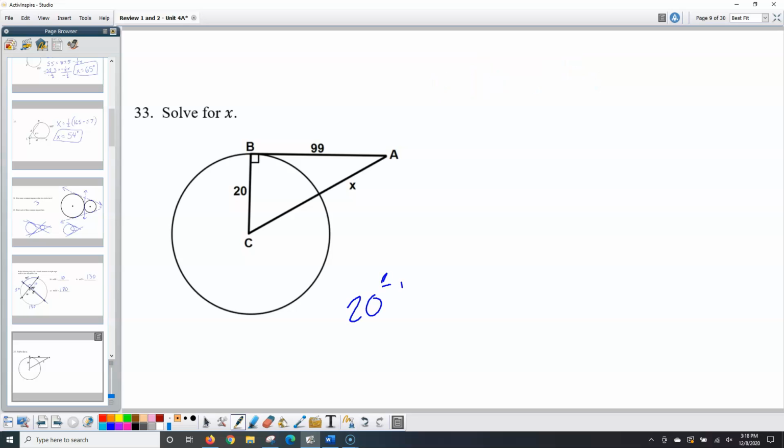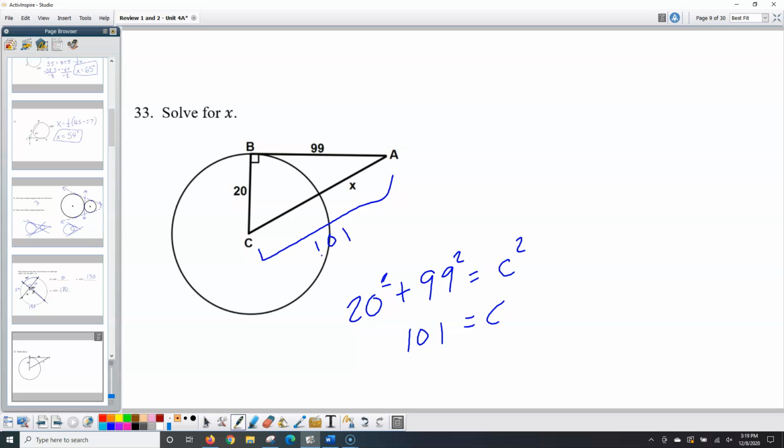a squared plus b squared equals c squared. I'm going to punch that in my calculator really quickly. 20 squared plus 99 squared equals a really big number. Then we're going to square root that and get 101. So c equals 101. That's not my answer. That's this whole length right here, 101.